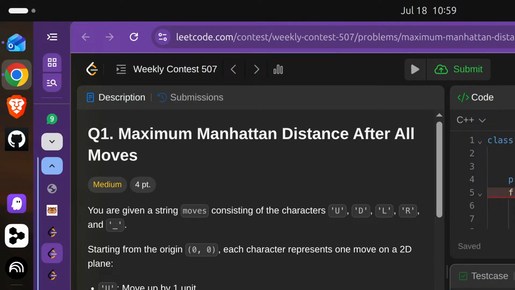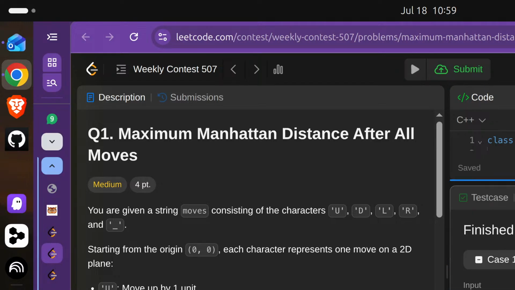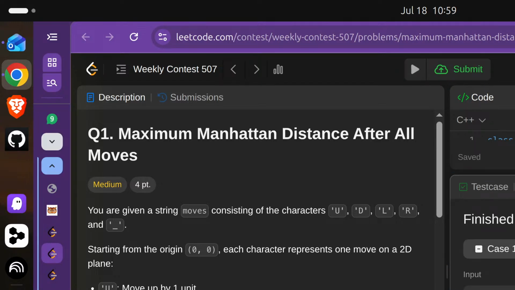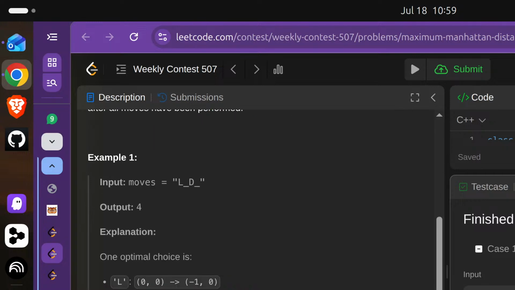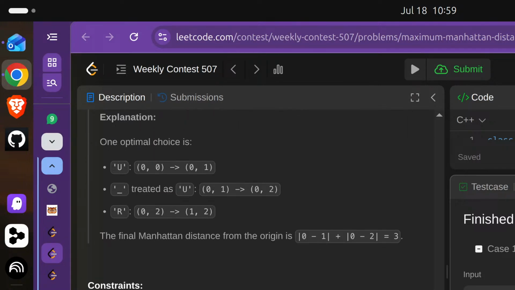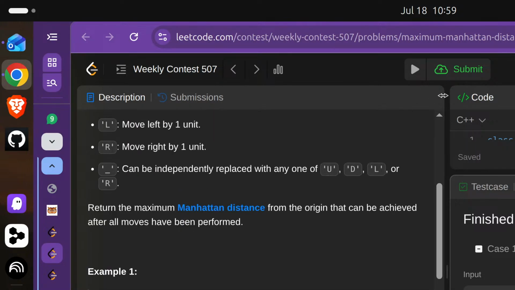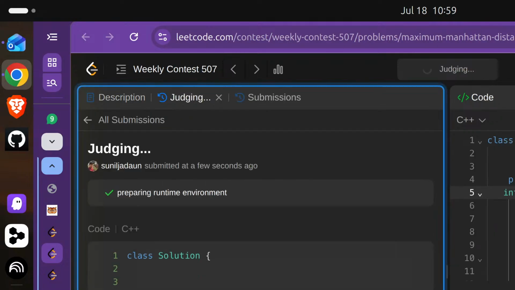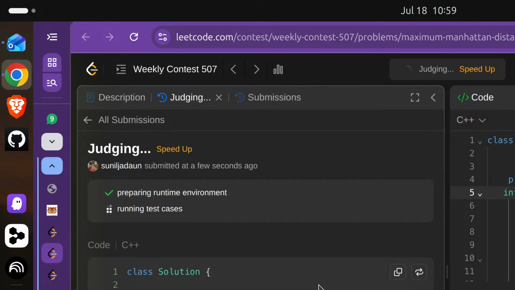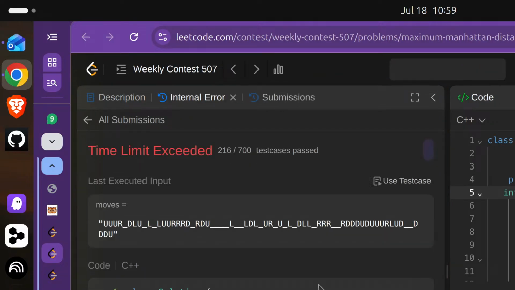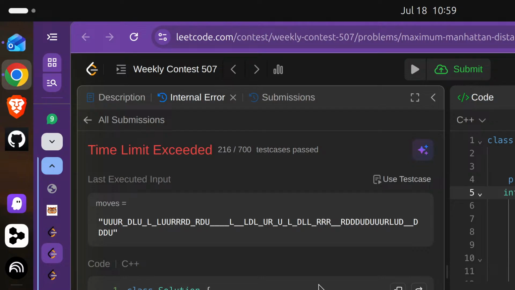Required, okay, so it's integer. In this it is 4 and it is 3. I think it's giving the correct answer in both cases, so it's 3 and it's 4. Let's check what happens. So it's giving TLE to us.